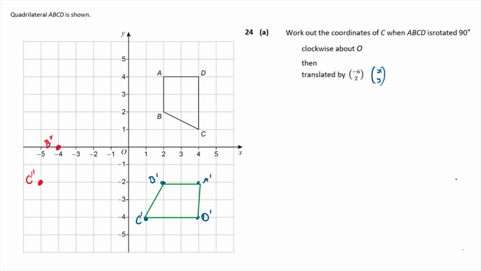Okay, and then A, 2, 4, 6 along, 2 up, takes me to here. Okay, that's going to be A double dash. And then finally D, 2, 4, 6 along, 2 up, takes me to there. Okay, so that then is D double dash. Okay, and again I'm going to join them up into a shape now. Now I've found all the corners. Okay, and that is my new shape.